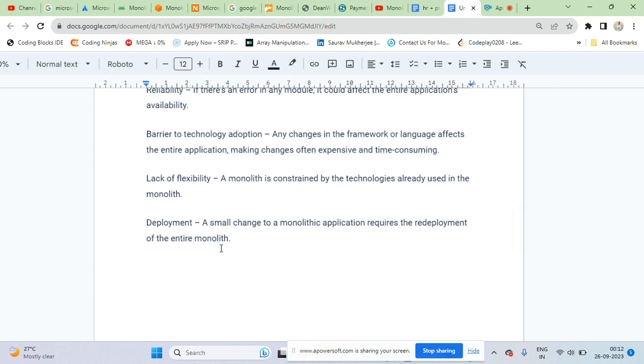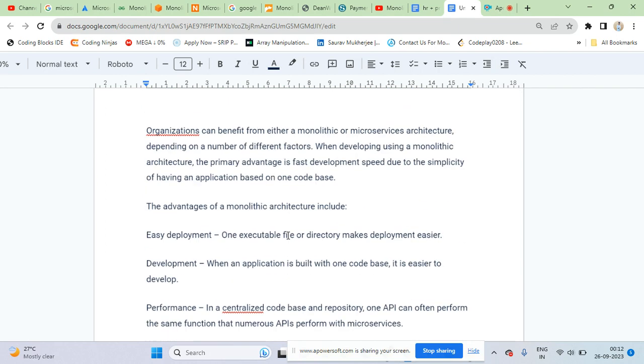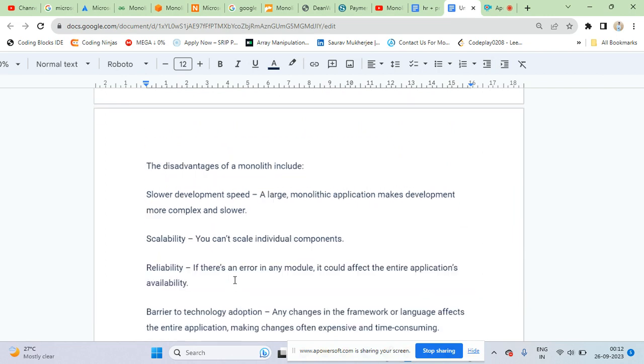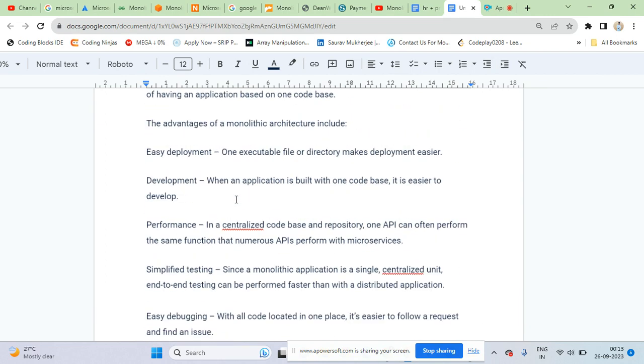Deployment: okay, I said that this is an advantage, but a small change to a monolith requires a deployment of the entire monolith. You can deploy it very fast, but even for a small change you have to deploy it again. So every advantage becomes a disadvantage. Development is an advantage because you can do the same thing, but it is complex with slow development speed, so development is also a disadvantage.